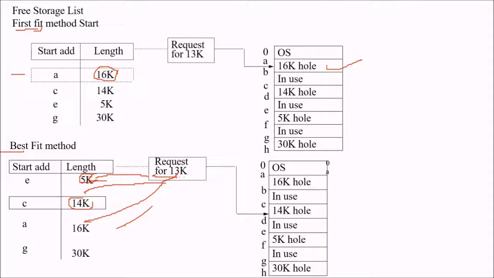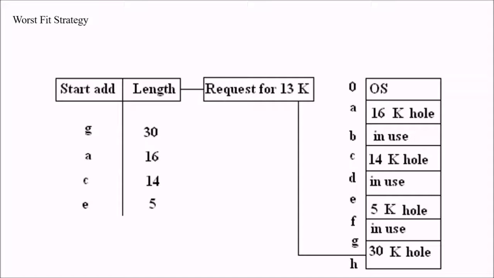Next is worst fit. A 13K requirement has come, and we find the memory block which wastes the most space. We find the difference, and the greatest difference will be allocated. The largest is 30, so 30 minus 13 is 17. For 16, 16 minus 13 is 3. For 14, 14 minus 13 is 1. You cannot allocate at 5, and the others leave less. So you will allocate it at 30. At this position it is going to be allocated.